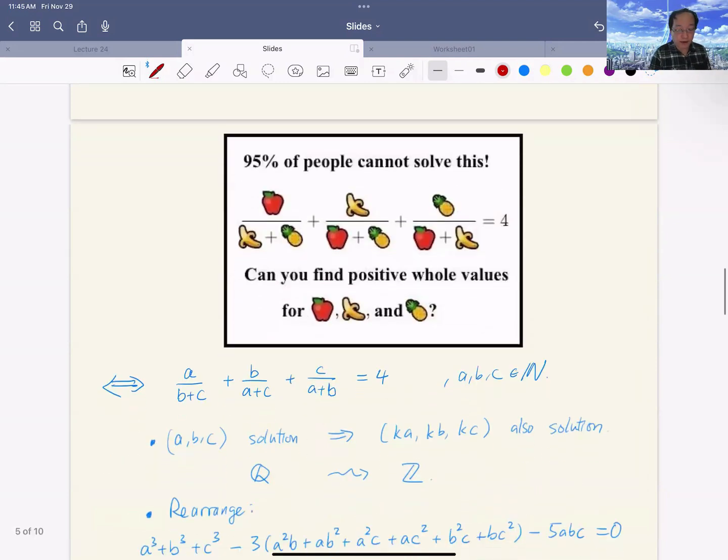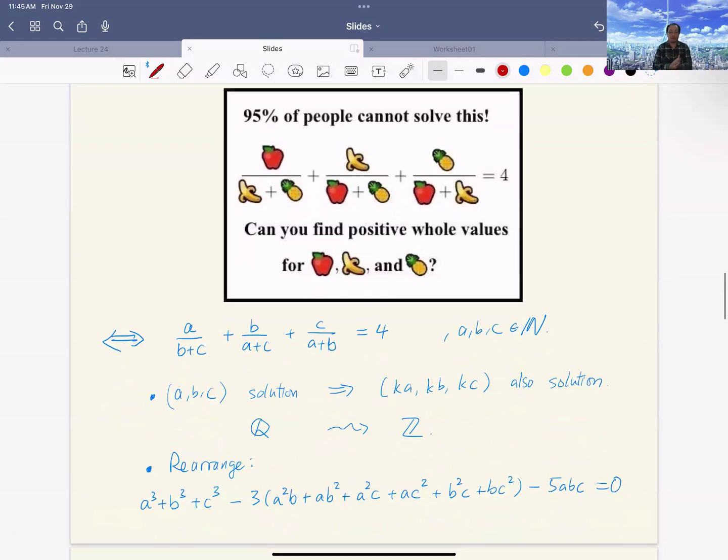So let's try to simplify this. I already wrote everything. So first of all, rewrite the values. A for apple, B for banana, and C is not for pineapple. Why don't you use cherry or something? Yeah, so A for apple, B for banana, but C for pineapple somehow.